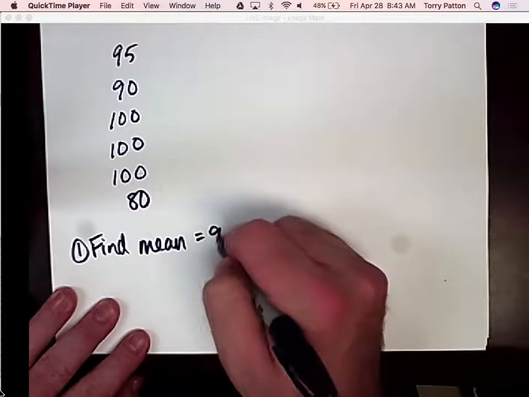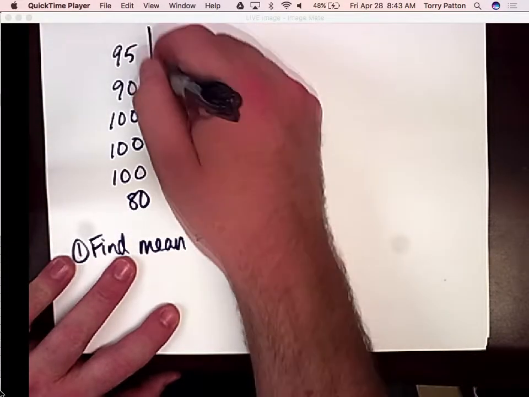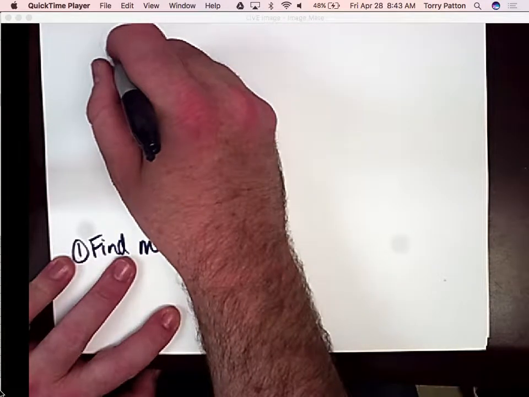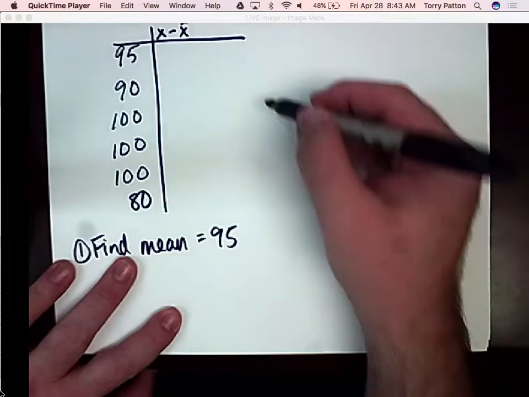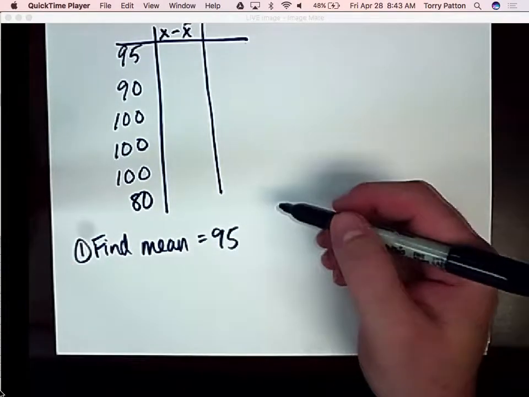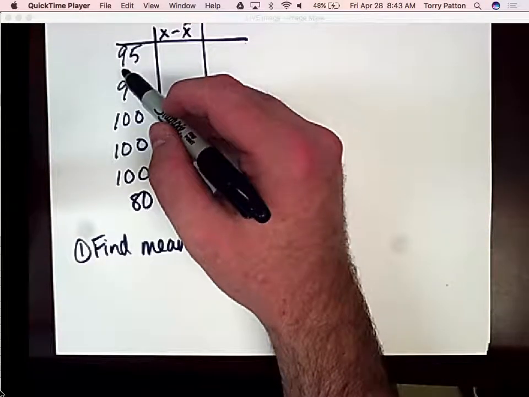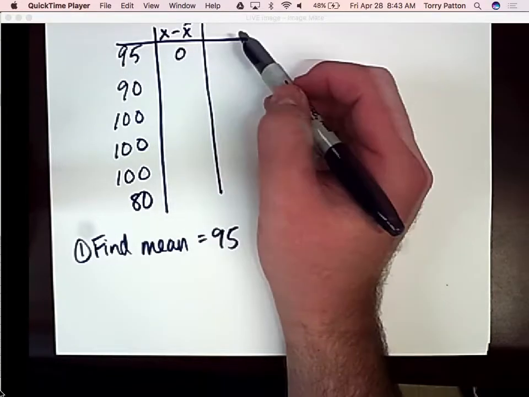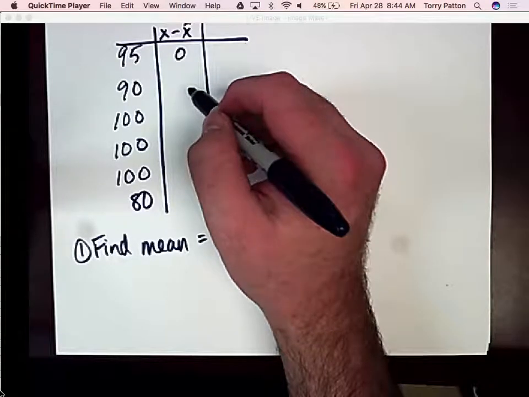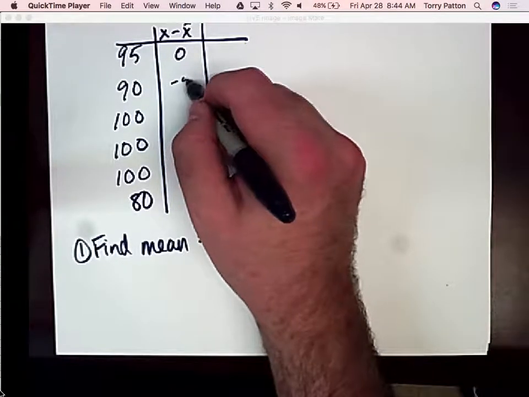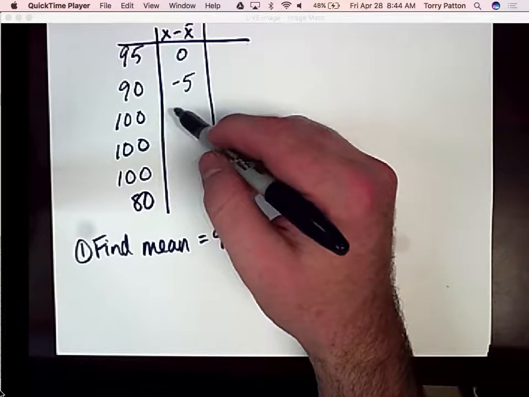And I told you it was 95. Okay? Then for each point, you do what's called x minus the mean. So if the mean's 95, what is x minus the mean for 95? 0. What's x minus the mean for 90? Negative 5. What about for 100? 5.